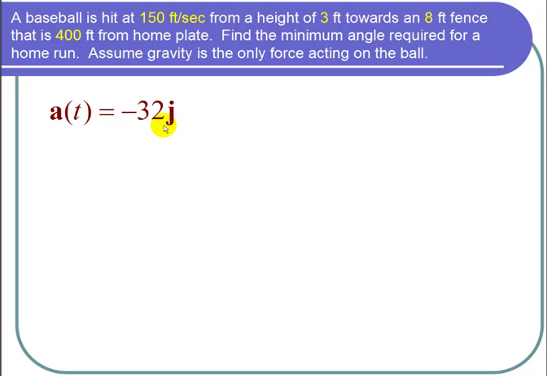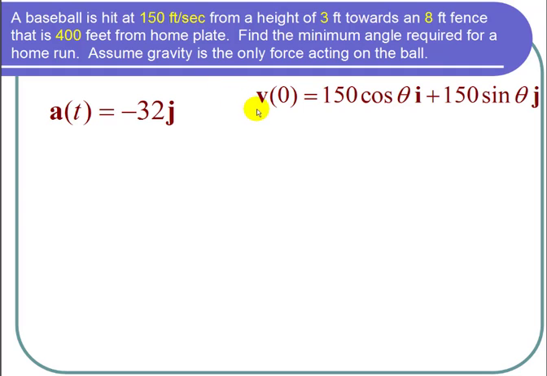So I'm given some initial conditions. I'm given that the baseball is hit at 150 feet per second. So we can say that v sub 0, we don't know the angle it's hit at right now, so we use polar coordinates. 150 is the magnitude of the velocity, kind of like the r. So v of 0 is equal to 150 cosine of theta, that's r cosine theta, i, plus 150 sine of theta, j.